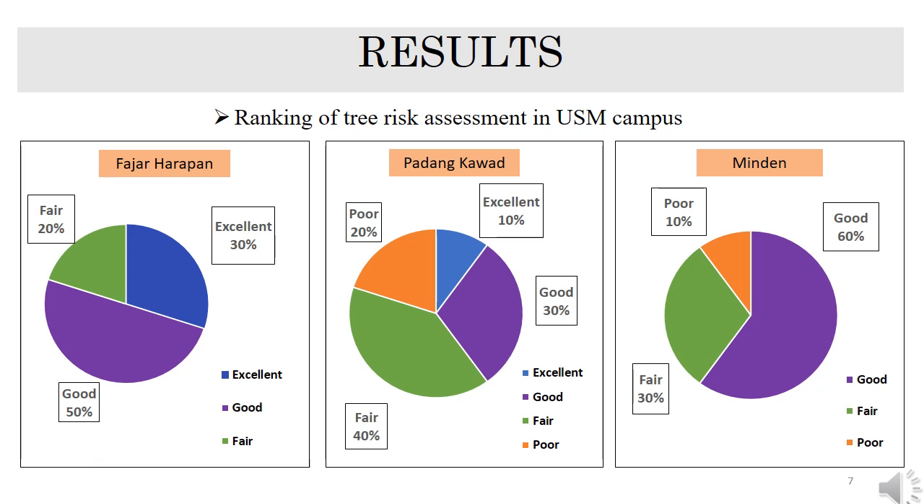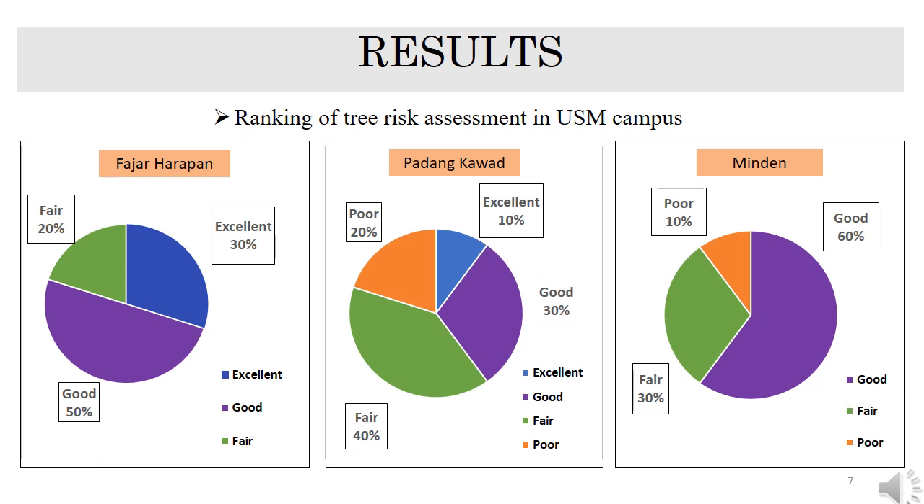There were 30% of trees in excellent condition, and there were no trees in poor condition. For Padang Kawat, the highest percentage of trees were categorized in fair condition, which is 40%, whereas the lowest one is in excellent condition, which is 10%.